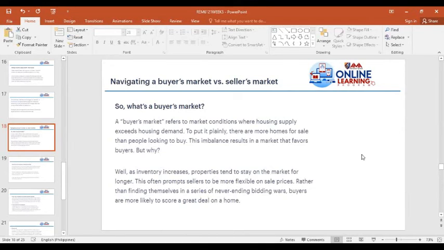So this pushes sellers to be more flexible on sales price rather than finding themselves in a series of bidding wars. So buyers are more likely to score a great deal on a home. What's better is when you have your house, your lot, it doesn't depreciate. Over time, the price of the lot increases. So it appreciates.